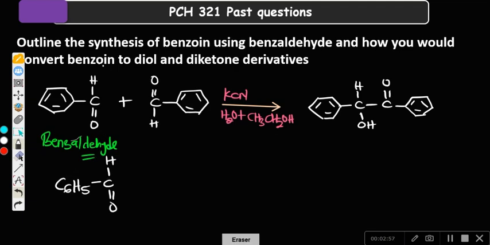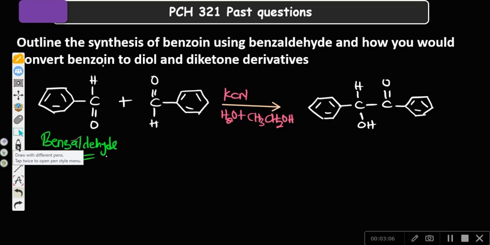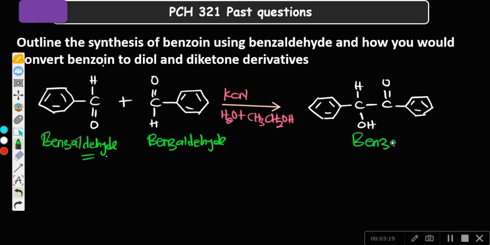Now, how does the reaction actually proceed? The mechanism of the reaction. The reaction begins with the abstraction of a proton from one of the benzaldehyde. So you agree with me that this one is a benzaldehyde. This is also a benzaldehyde. And this is the product we are expected to form, which is benzoin.